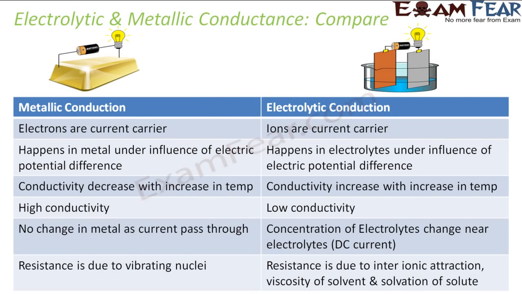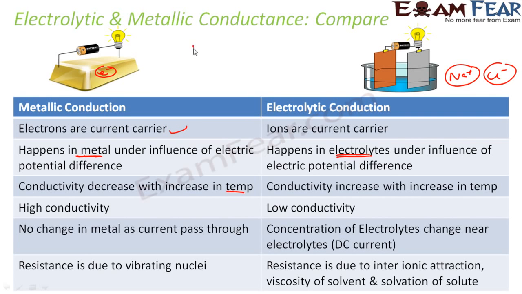Let's do a recap of what we have studied about the metallic conductance and the electrolytic conductance. As I told, in metallic conductance, electrons are the carrier of current. In electrolytic conductance, ions are the carrier of current, right? The metallic conductance happens in metal under the influence of electric potential difference, obviously, and this happens in electrolytes again under the influence of electric potential difference. Here the conductivity decreases with increase in temperature. I have shown you why: because the atoms here move around.